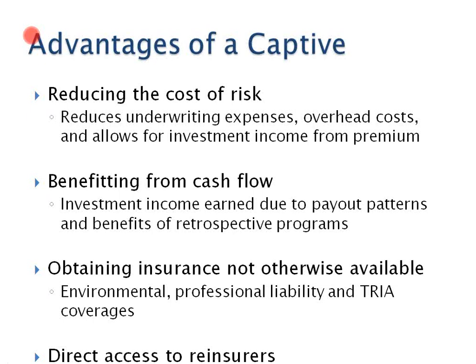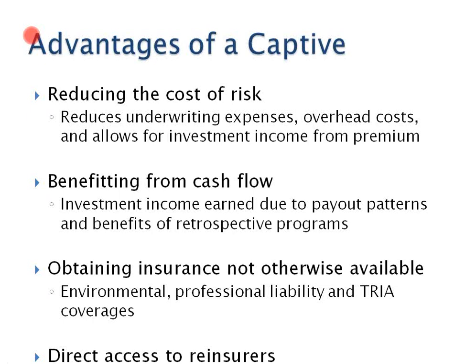Obtaining insurance not otherwise available. They mentioned environmental, professional liability. I also put in there TRIA coverage. So for the university, or actually for anyone, getting TRIA, terrorism risk insurance coverage, is rare, but it's underwritten by the federal government. With our captive now, we can go directly to the federal government for that TRIA coverage, which was not available because no one else was providing it. So we go directly to, and that goes to the next one, which is direct access to reinsurers.